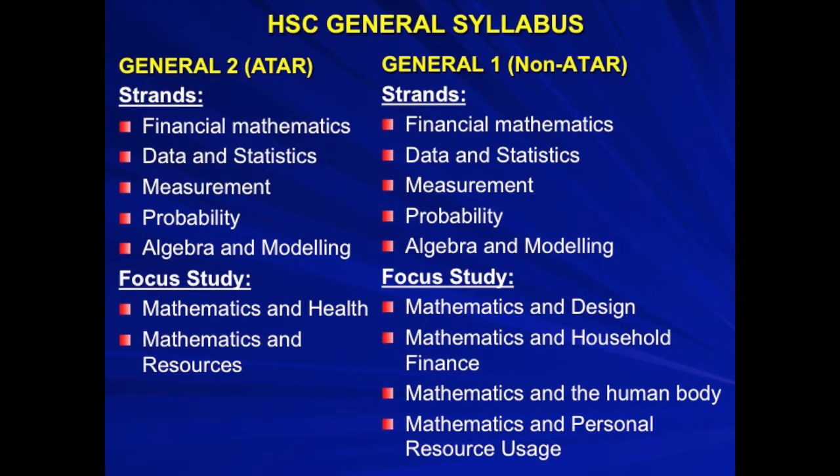Now, when you get to the HSC, you then have the choice to study General 2, which is your ATAR course, and General 1, which is your non-ATAR course. If you have a look at the strands in both of these, they're very similar to the strands that you did in year 11. So it's an extension of all the preliminary content. However, the difference being that if you study General 2, then you study these strands in a lot of detail. If you do General 1, there is a lot less detail in all of these strands.